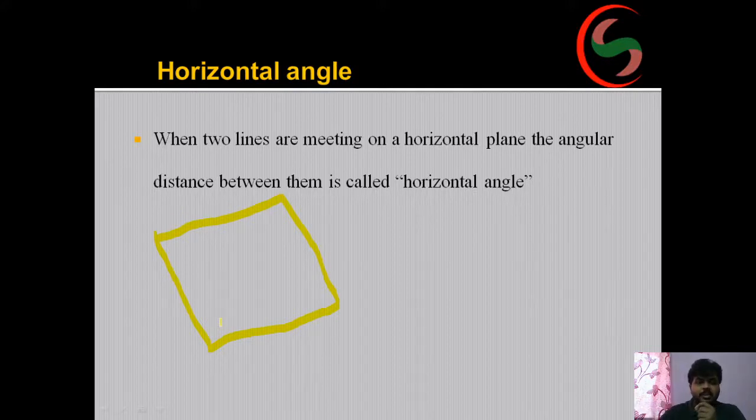So in a room, if I take a corner, these are the corners, and these are considered as edges of a room and corner of a room. Now here, if you can see the corner, it is exactly 90 degrees. This is what angle? Horizontal angle. In what plane is it made? Horizontal plane. The angular distance between them is called the horizontal angle.